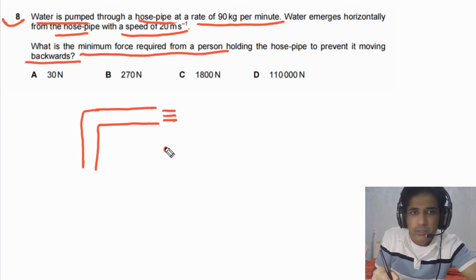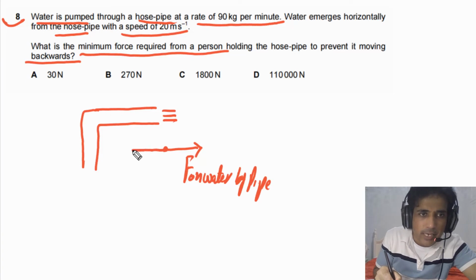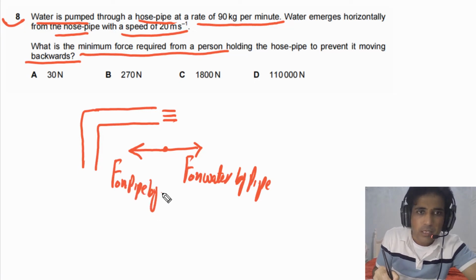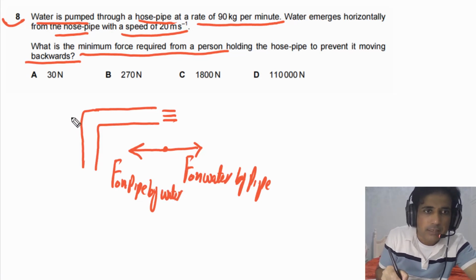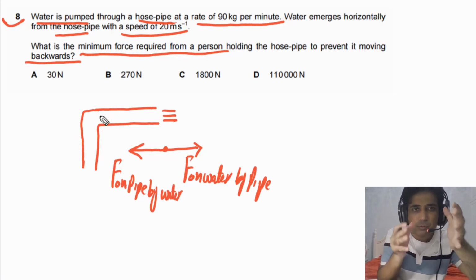As water is coming out of this hose pipe, it simply means that there is force on water by pipe. There will be reaction force on the pipe as well. So we can write down here, this will be force on pipe by water. Action and reaction forces.